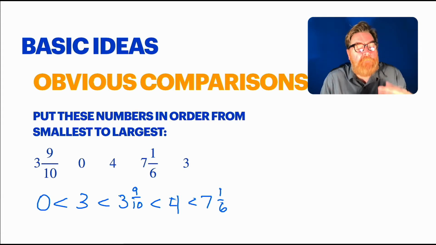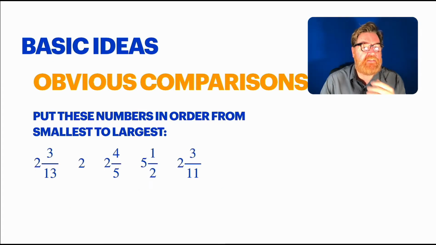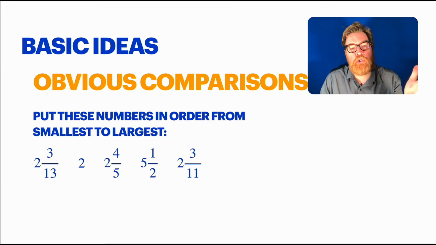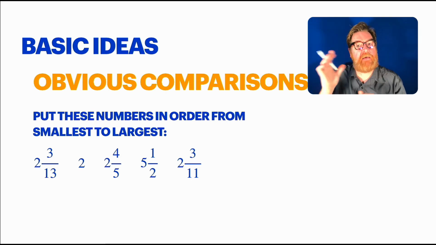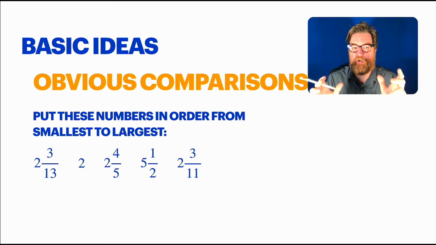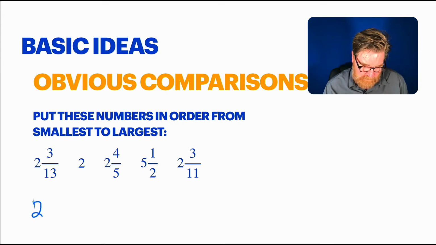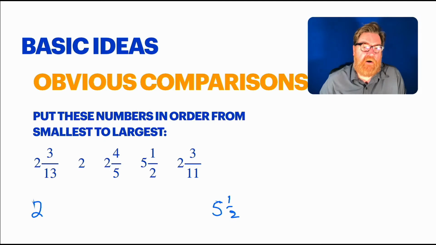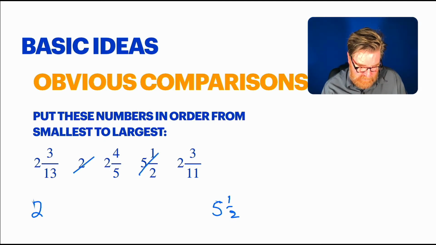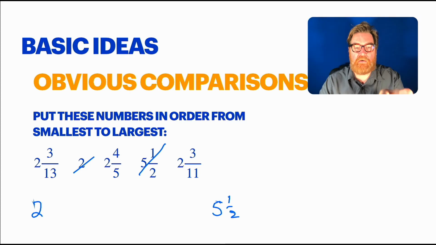Looking okay? Well, what if it's not so obvious? Even if they're closer, maybe we can take advantage of our obvious comparisons. Look at those 5 numbers. I see 2 as the absolute smallest, and 5 and 1/2 as the absolute biggest. Does that make sense, just looking at the whole number parts? So I'm going to put 2 here, and I'm going to put 5 1/2 down at the far right end. Now it just becomes an issue of looking at those 3 mixed numbers that have 2 and a fraction part. But we can ignore the 2 because they all have it.